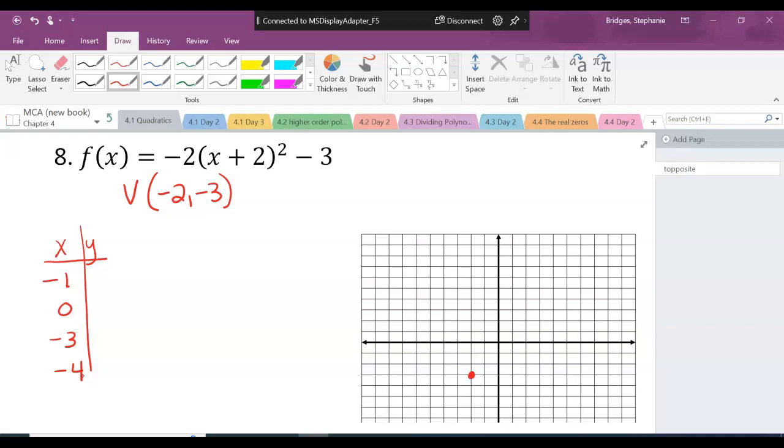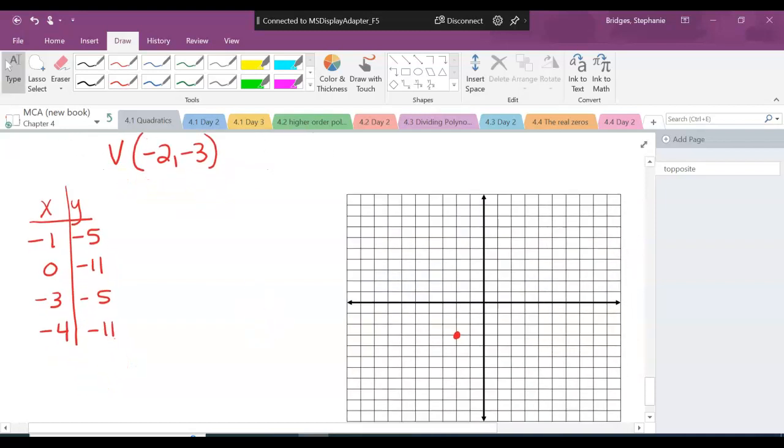Then we're going to do the same thing for 0. Inside the parentheses first, 0 plus 2 is 2. Then we square 2. What's 2 times 2? And then 4 times negative 2 is, and that one gives me negative 11, which is going to be, I don't know if this has 11 on the bottom or not, but we'll check and see. So for negative 1, we got negative 5. For 0, we got negative 11. What about negative 3? What would we get for that? Negative 5. And 4, we would get negative 11. They should match.